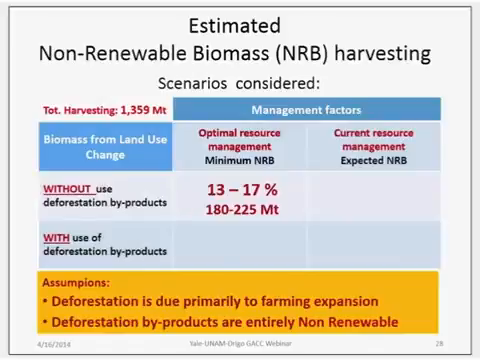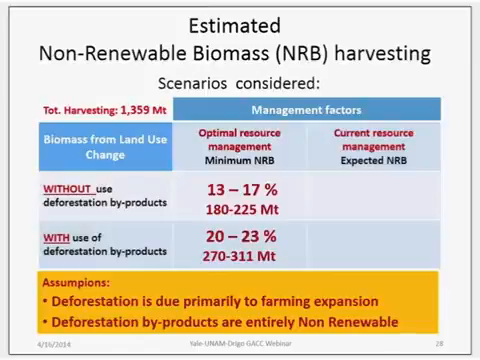If we consider the same management approach, that means optimal, that means best use of the available resources, but we include the use of byproducts from deforestation, then the non-renewable fraction increases from 13 to 17% to 20 to 23%. And the million tons relevant you see in the slide. And let's say that these are virtual, in the sense that this is only if we assume that the management, the way we do harvesting, is rational. Maybe not sustainable, but definitely rational.